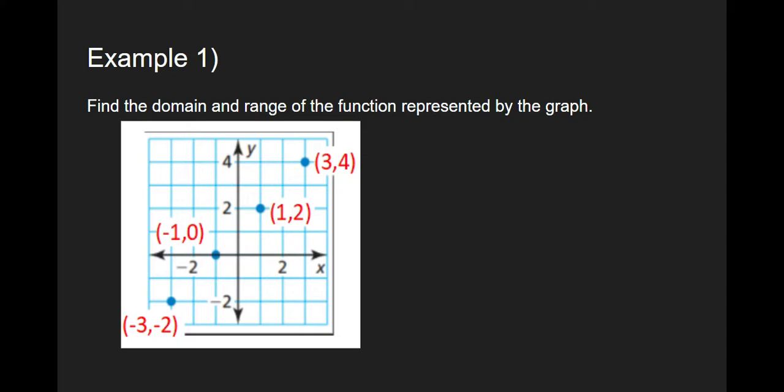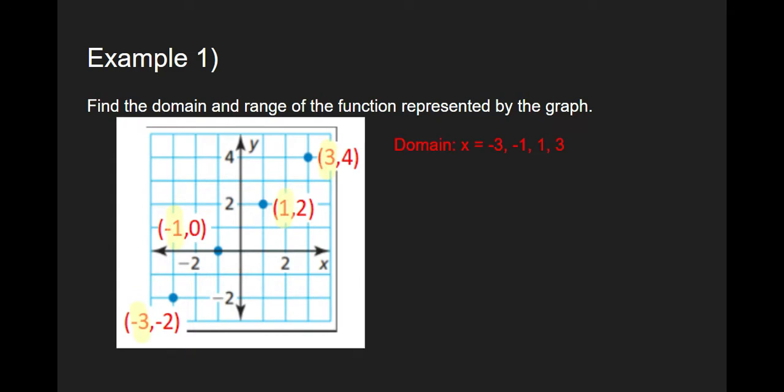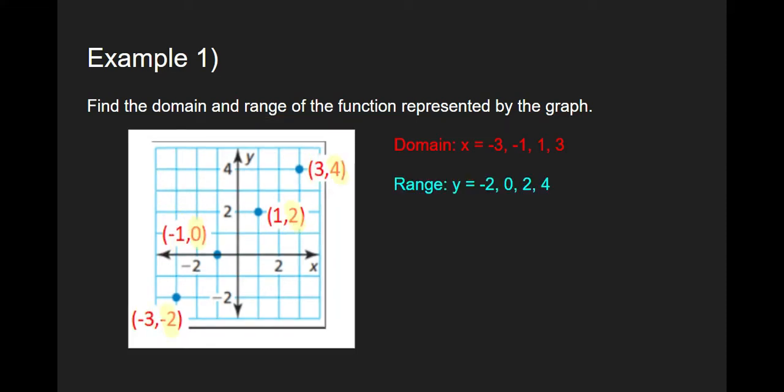Once I know the coordinates, I can start with finding the domain. I know that the domain is the set of all x values, or the set of all of the input values. So I look at the x value of each coordinate, and I list them, starting from left to right, or least to greatest. So my domain here is x equals -3, -1, +1, and +3. And then to find the range, I want to look at my y values in each of my coordinates. And again, listing from least to greatest, I list what y would be equal to. In this graph, our range is y equals -2, 0, +2, and +4.